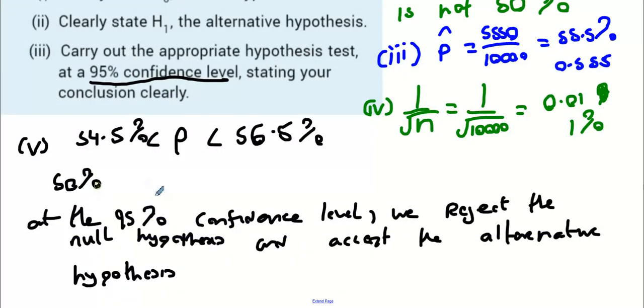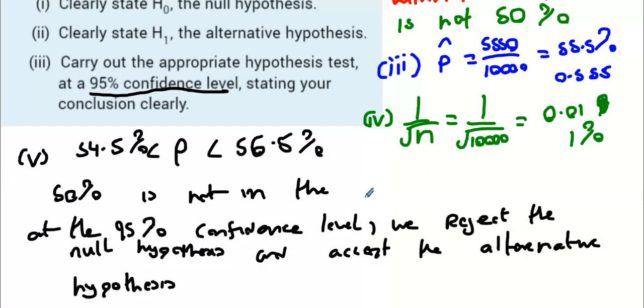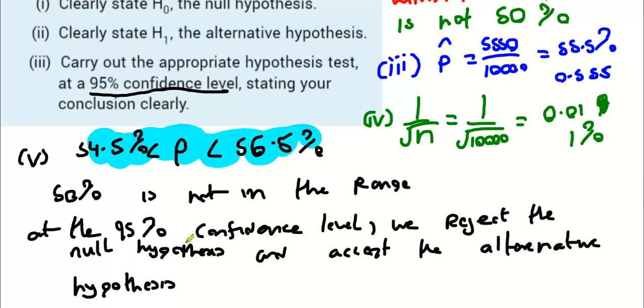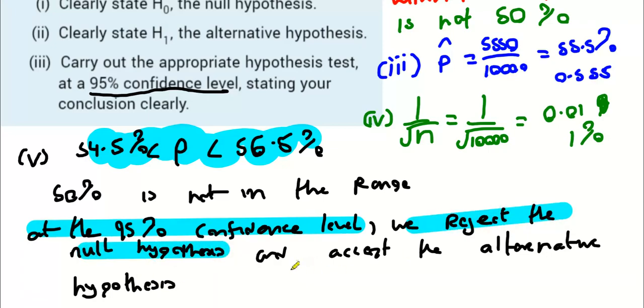50% is not in the interval. What does 50% is not in the range mean? Yeah, it's not in between these two numbers. So therefore, at the 95% confidence level, we reject the null hypothesis and we accept the alternative hypothesis. We okay with that? Right, let's try one more of these.